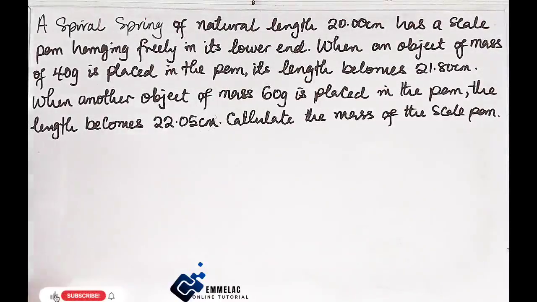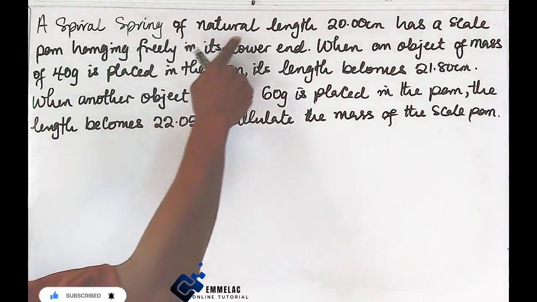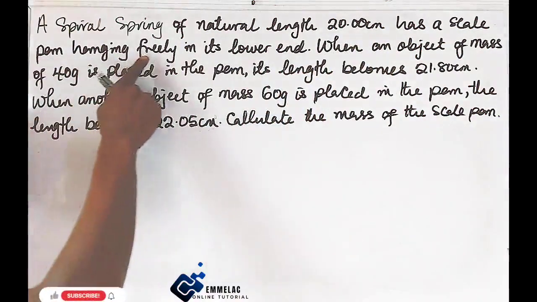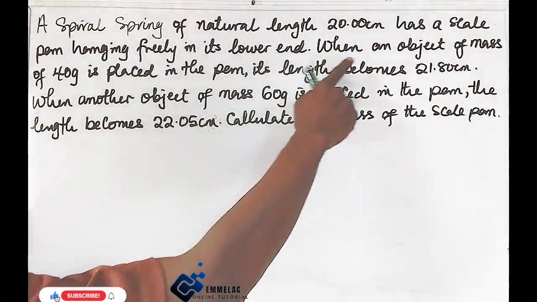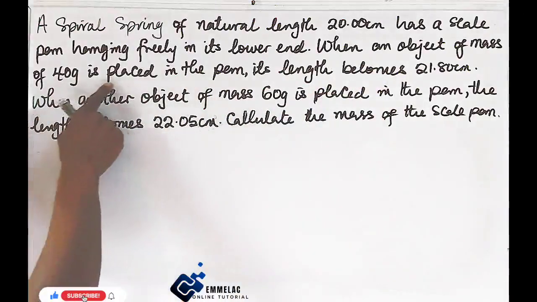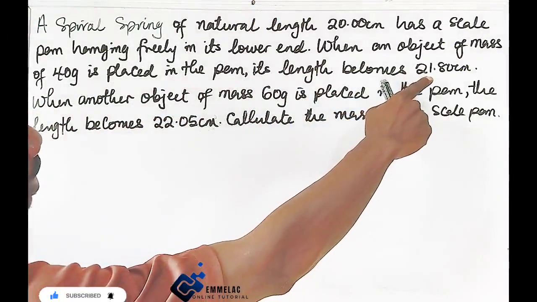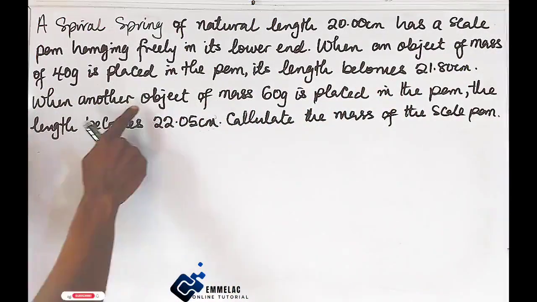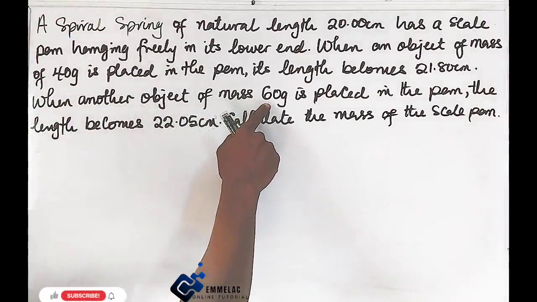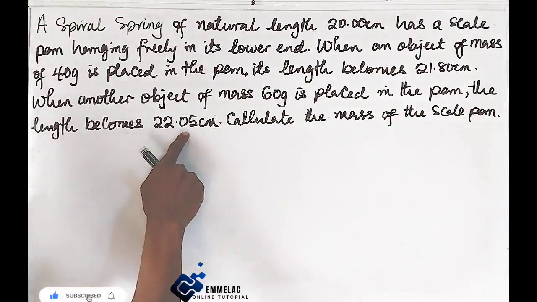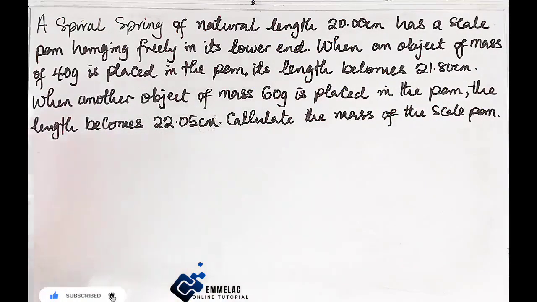Now before us is this A-level question in elasticity, and we are told that a spiral spring of natural length 20 cm has a scale pan hanging freely in its lower end. When an object of mass 40 grams is placed in the pan, its length becomes 21.80 cm. When another object of mass 60 grams is placed in the pan, the length becomes 22.05 cm. Now calculate the mass of the pan.